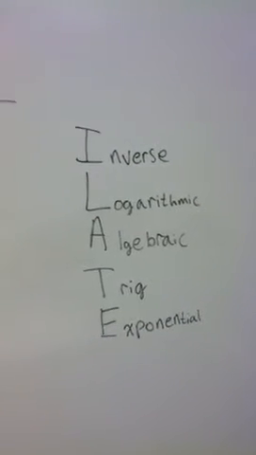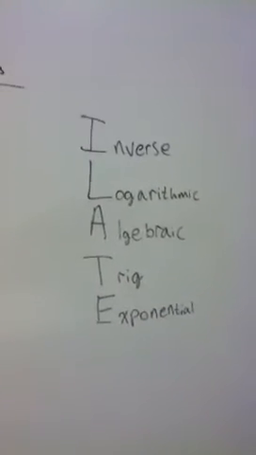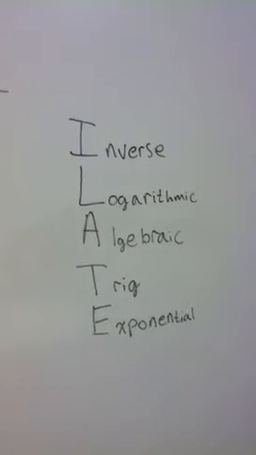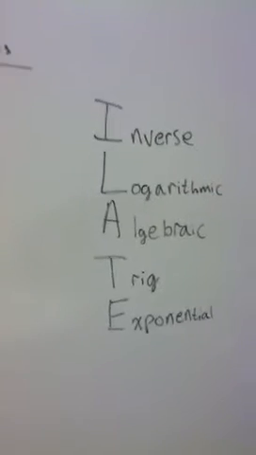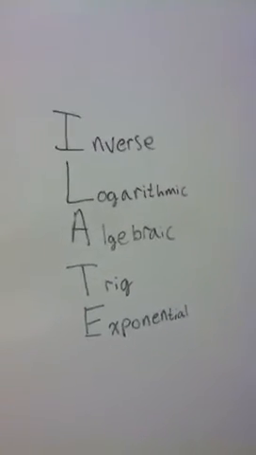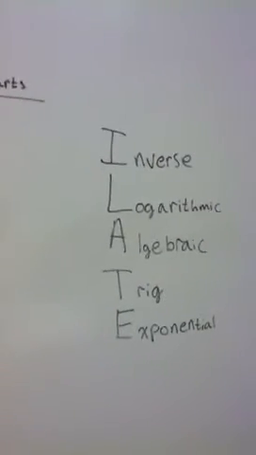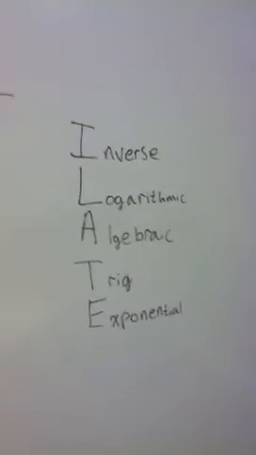So if you see your two functions and one of them is inverse, the inverse function is automatically going to be your u, and the dv is going to be the other function. And logarithmic would be the second top choice, then algebraic, trig, and exponential, and it goes in that order. So we can go ahead and start doing an example problem.